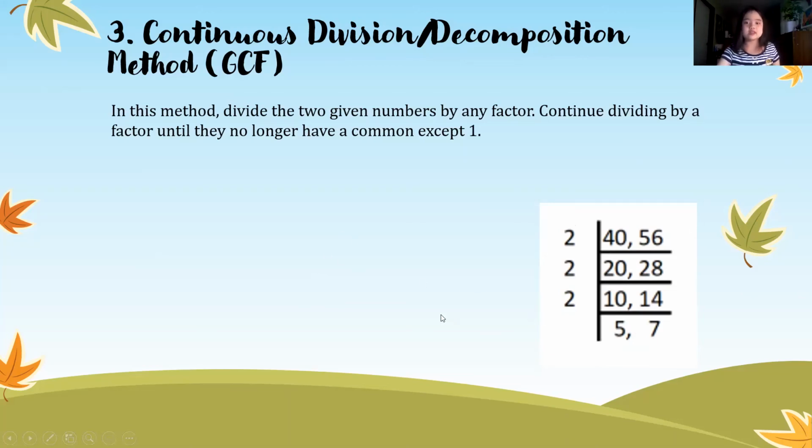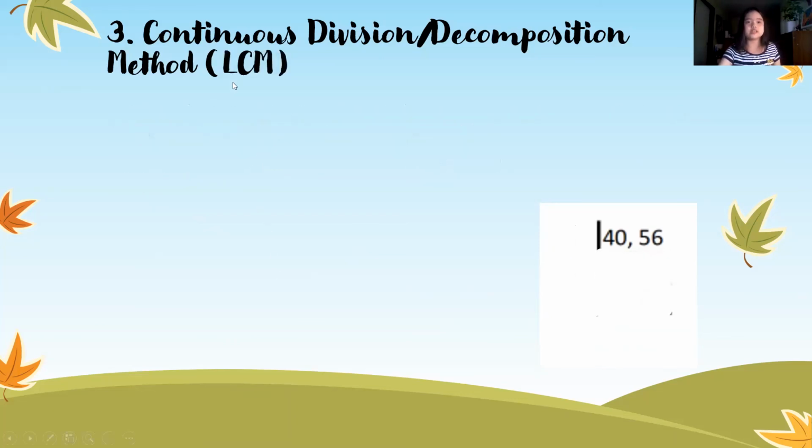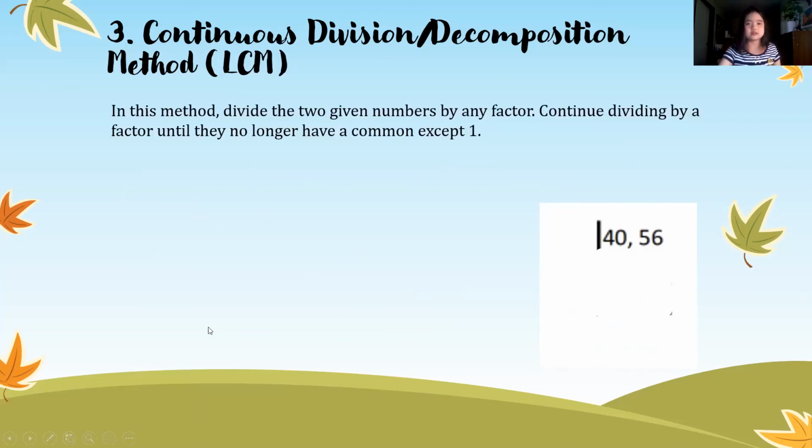But we're not over yet. The next step you have to do is to multiply all the divisors on the left. So 2 times 2 times 2 is equal to 8. Now let's do the version for least common multiple. For this, I use the same example. So let's not mind this because we already know the answer.